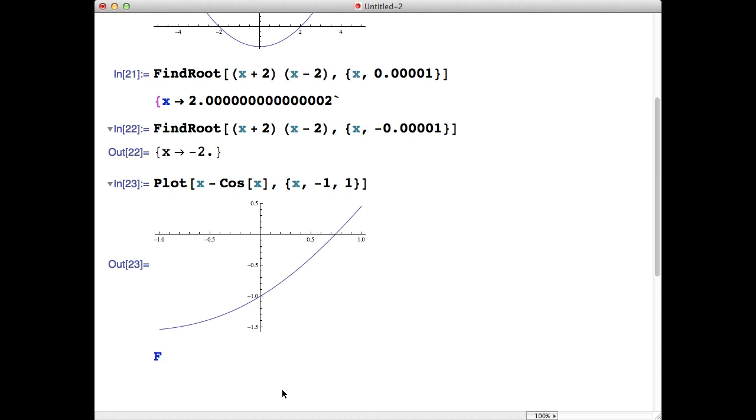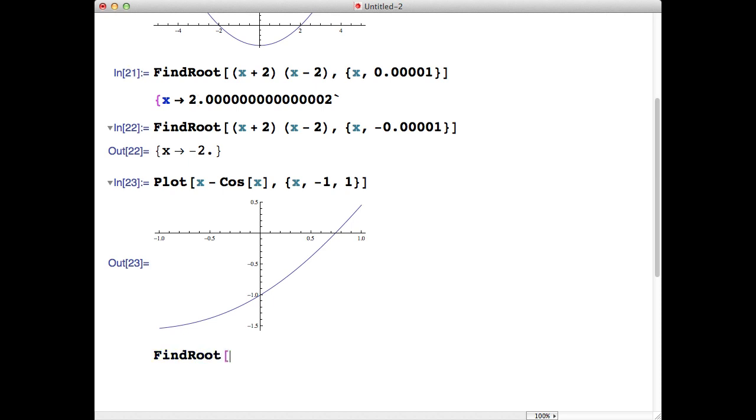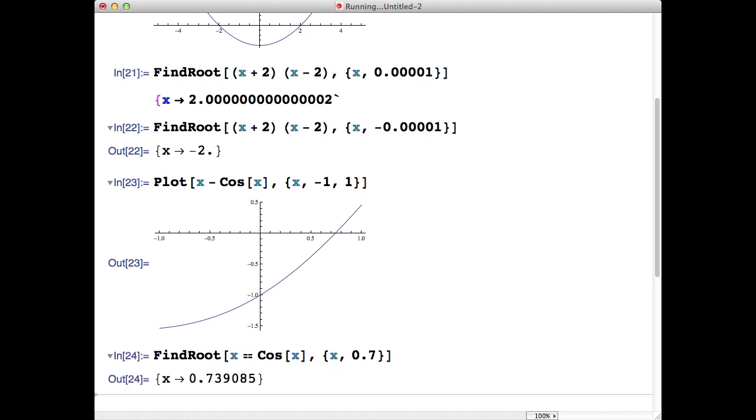So we'll go ahead and call FindRoot now. And this time, I'm going to use the double equals syntax. So I'll say x == Cos[x]. And I'm going to go ahead and give it the guess of 0.7. So Mathematica numerically determines that root to be about 0.73908, which looks pretty darn close to what the figure says. So we could have also replaced this with x minus cosine of x, and we would have gotten the same root.